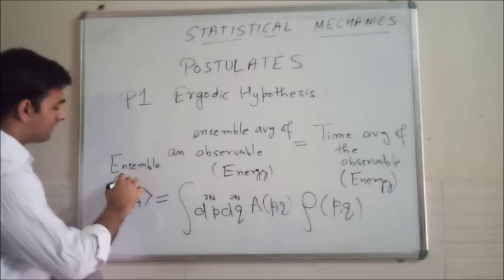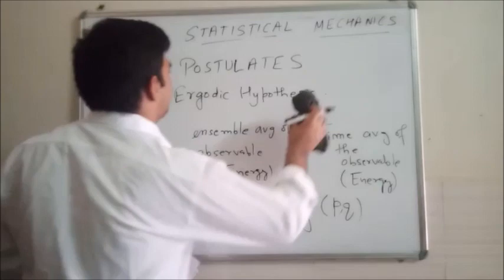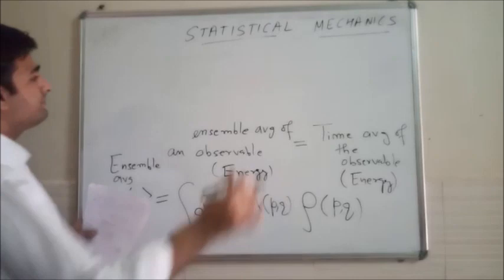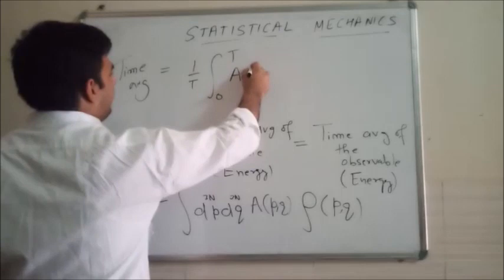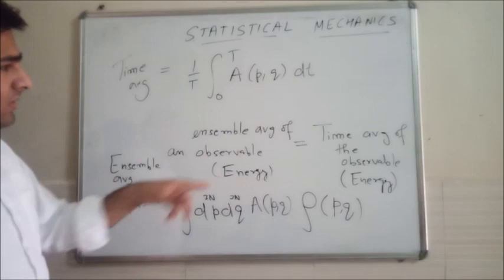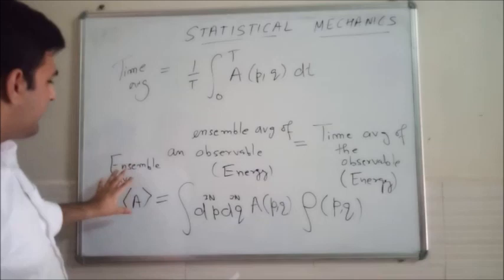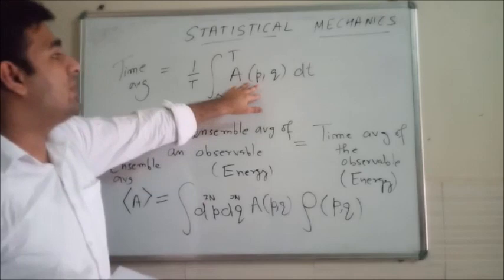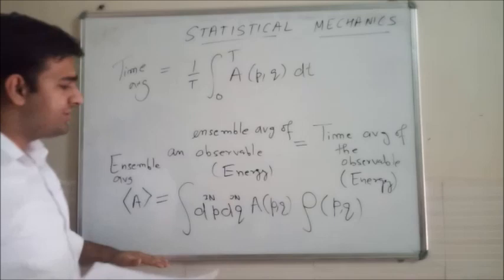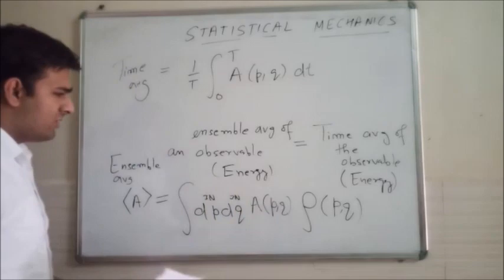Now we see that this is equal to the time average. So what's the time average? Time average is equal to 1 over T times the integral over time of the observable. The ergodic hypothesis says that this ensemble average is equal to the time average. We usually calculate the observable by taking the time average, but we may not know how the observable depends on time. So instead, we can use this ensemble average to calculate the average values of the observable. So now we need a phase space density to calculate that.